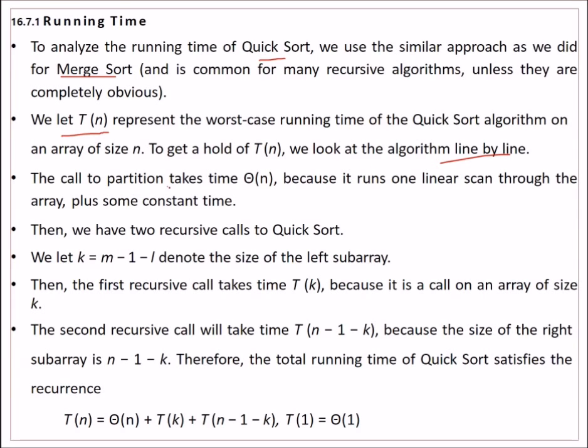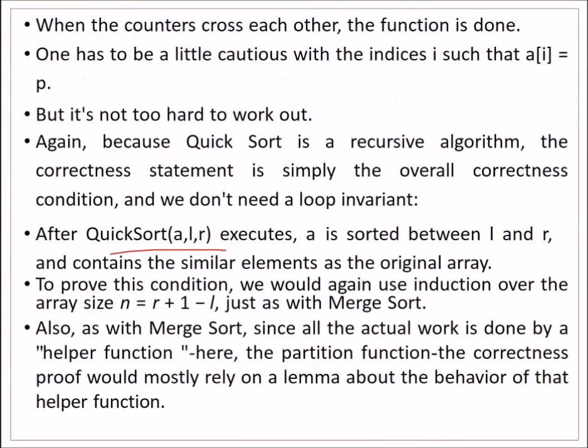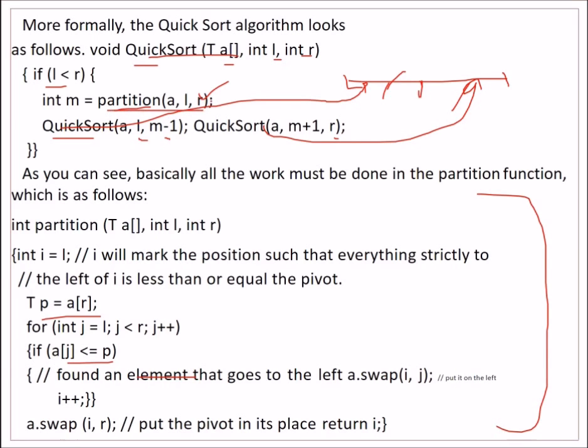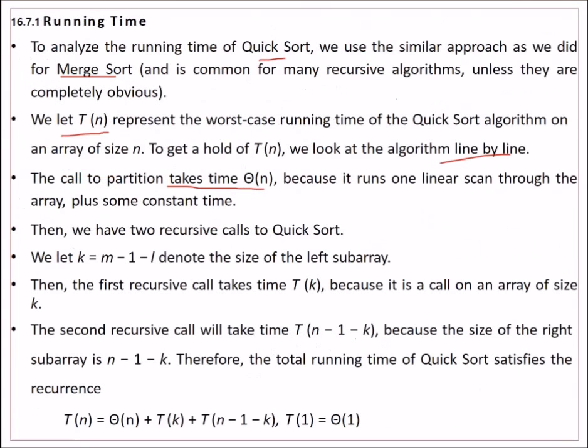So the call to this partition takes order of n. This one takes order of n, but it runs on a linear scan through the array, so we have some constant time also. Then we have to recursively call Quicksort for one partition and then the other partition. So this is the first line, order of n. The first partition, say T(k), and then we are calling it k. So this was the first partition time taken.